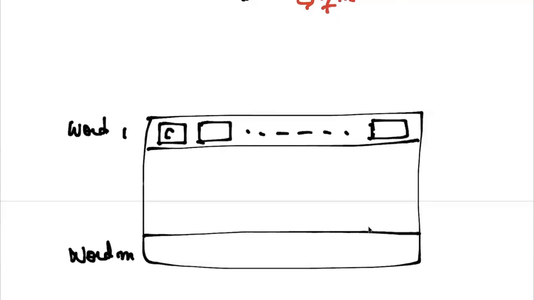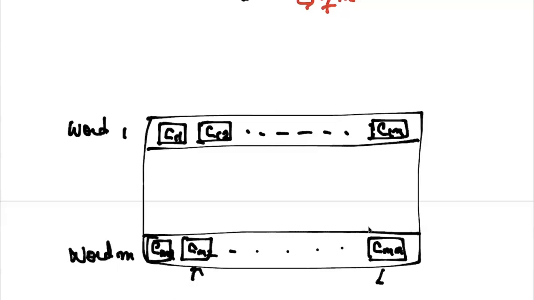Let us call this C11, and this C12. C12 means word number 1, bit number 2. So the last one would be C1N: word number 1, bit number N. Similarly, for word number M, I will have first bit, second bit, and so on, up to the Nth bit. So I can call these CM1, CM2, up to CMN: word number M, bit number 1, word number M, bit number 2, word number M, bit number N. So this is how the bits of this memory will be arranged.